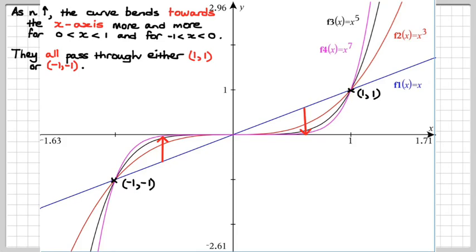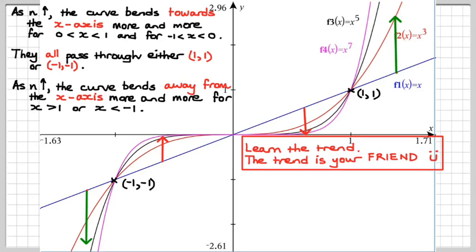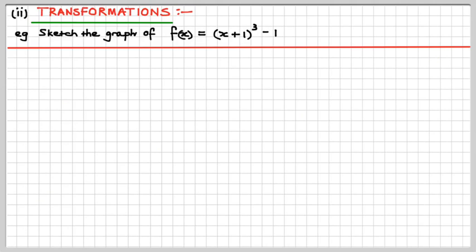And then, of course, when x is greater than 1, the curve bends away from the x-axis more, like that. Or when x is less than minus 1, it also does the same thing, bends away like that. Pretty clear, isn't it? They're the trends, and the trend is your friend. Yes, it is. Now, here are some transformations for you.